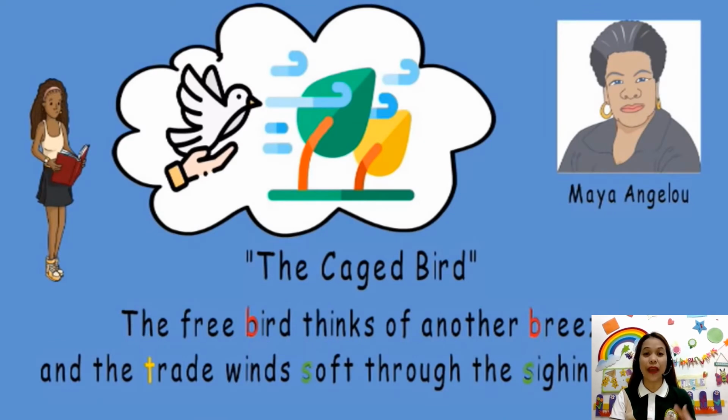So, grade 6, we have here Maya Angelou, who used alliteration in her work, Caged Bird. Okay, let's read together. The free bird thinks of another breeze, and the trade winds soft through the sighing trees. She used here a repetition of consonants B, T, and S and made her work more interesting. It has perfect rhyme and the sound is so pleasing, right?